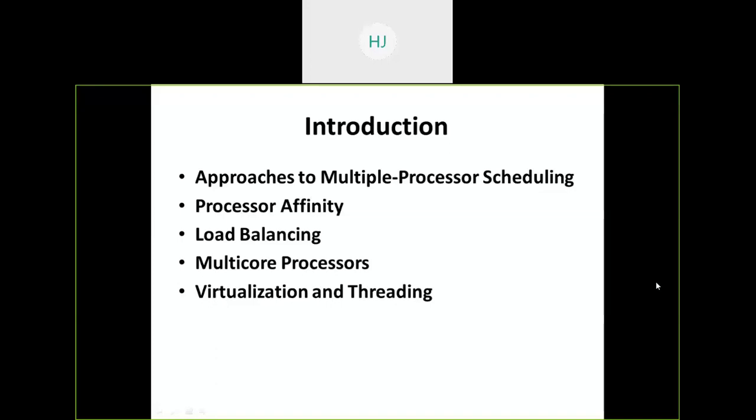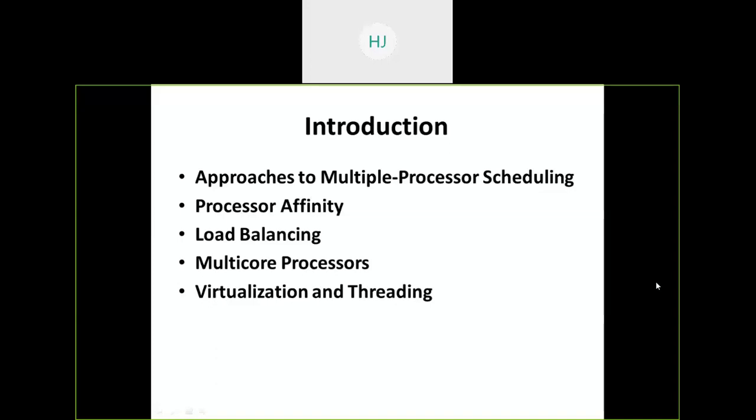We have already seen that multiprocessing has two types, symmetric and asymmetric. Out of that, in the symmetric multiprocessing system there are two types of processor affinity. One is soft affinity, the second one is hard affinity. When an operating system has a policy of attempting to keep a process running on the same processor, but not guaranteeing it will do so, this situation is called soft affinity.